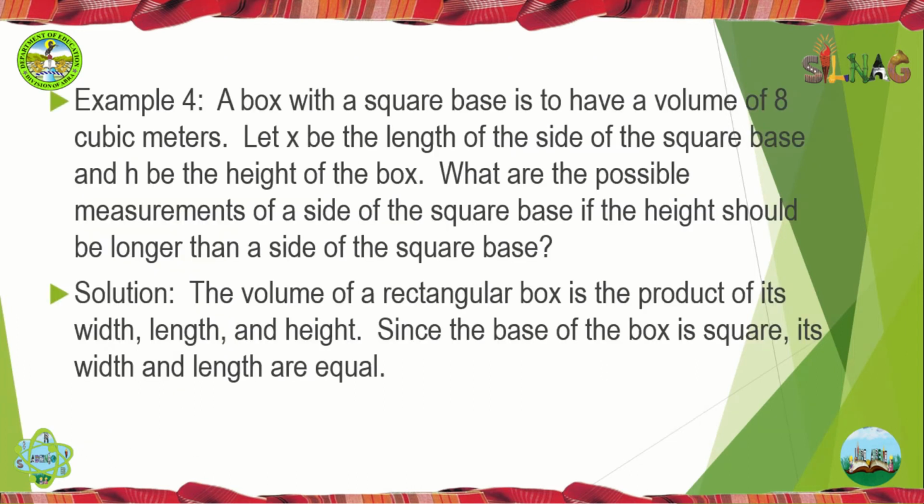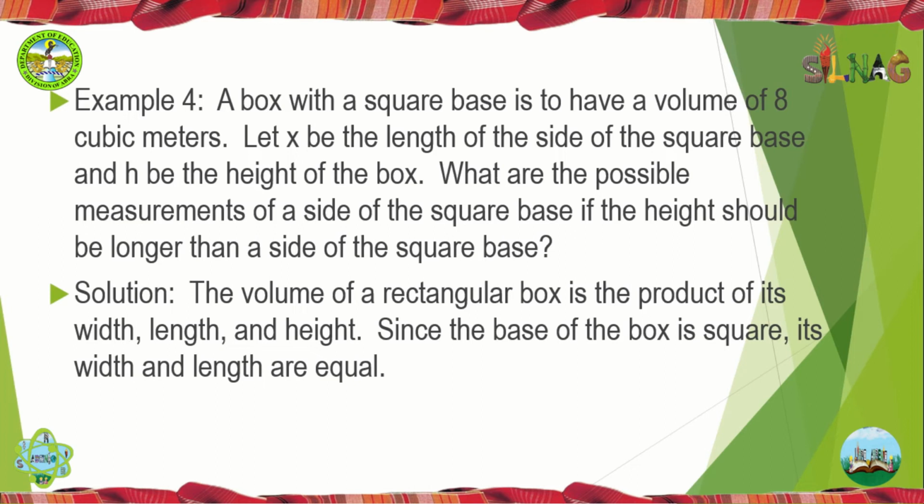Let us have our example number 4. A box with a square base is to have a volume of 8 cubic meters. Let x be the length of the side of the square base and h be the height of the box. What are the possible measurements of a side of the square base if the height should be longer than a side of the square base? So we have the solution.